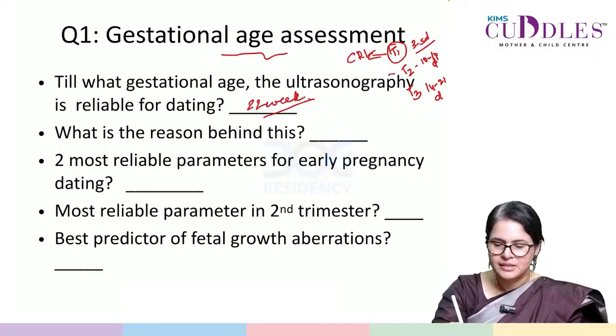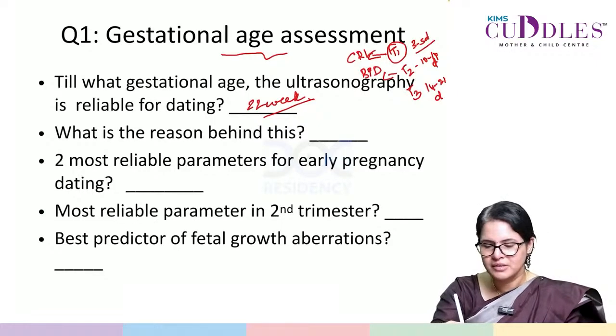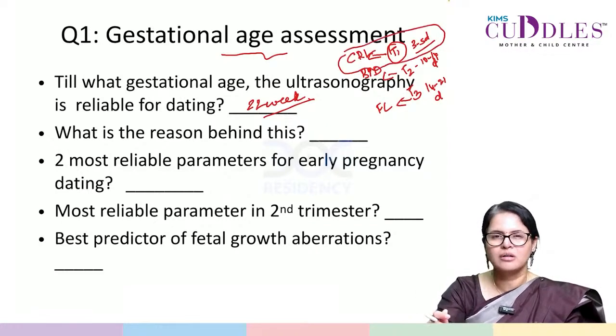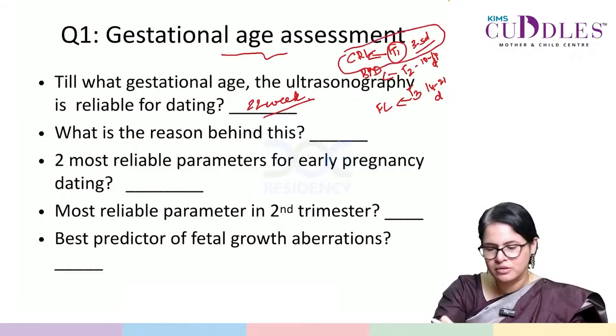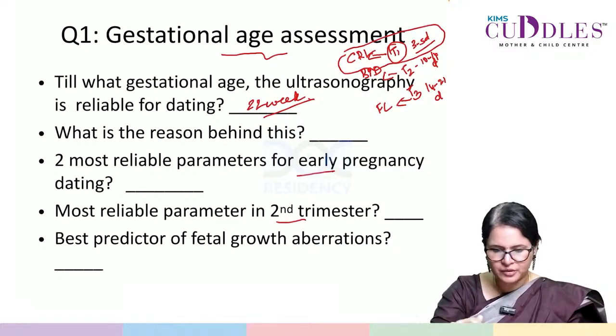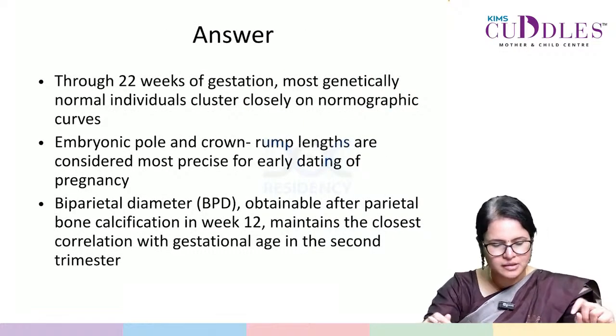The parameter that is used for first trimester scanning is crown rump length, CRL. In the second trimester, usually we look at biparietal diameter or BPD, whereas in the third trimester, usually the femur length is used. And as we already discussed, the CRL is the most precise, reliable, accurate parameter for the dating. Okay, the 2 reliable parameters for early pregnancy, the most reliable parameter in the second trimester, and the best predictor for fetal growth aberrations. Let's see all these answers.